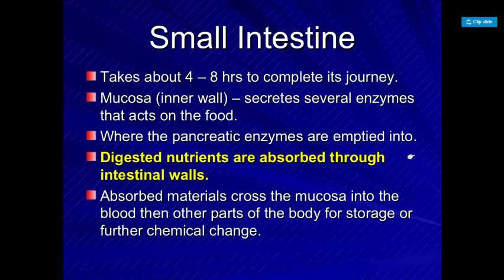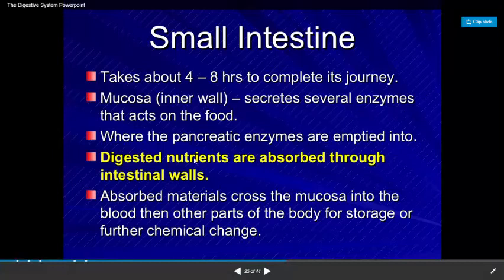In the small intestine, the food is going to stay 4 to 8 hours. The inside of the small intestine contains several enzymes that help digest the food. Remember we said the pancreas is one of the organs present around the beginning of the small intestine, and it secretes enzymes to help the digestion of the food. What happens through the intestinal wall? The food is going to be absorbed. Absorbed means that it's going to pass from the intestine into your cells.